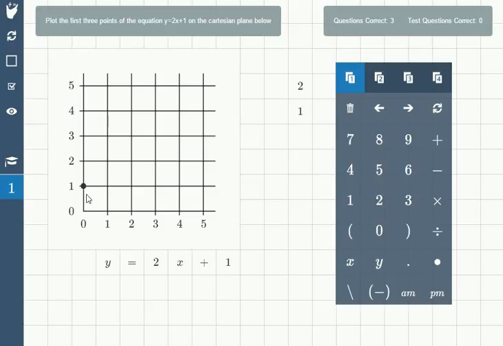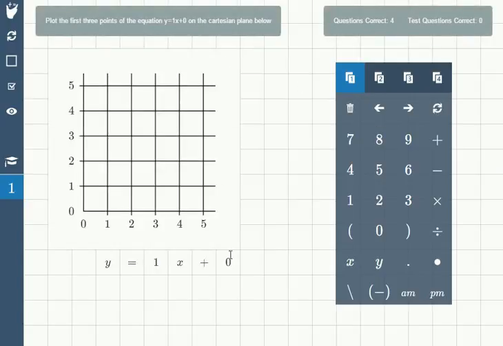So let's do that from our starting point on the y-axis. If we go up 2 and across 1, we'll end up at the point 1, 3. So let's put a dot there. And once again, if we move up 2 and across 1, we'll end up at the point 2, 5. So let's put a dot there. Now it looks like we've completed the question, so we should try another one.